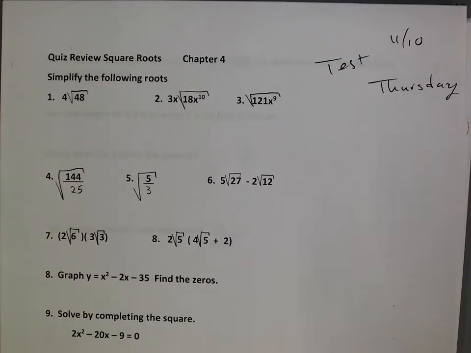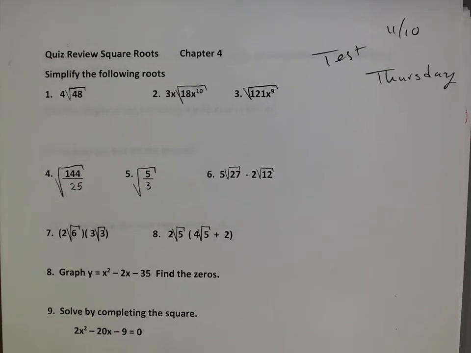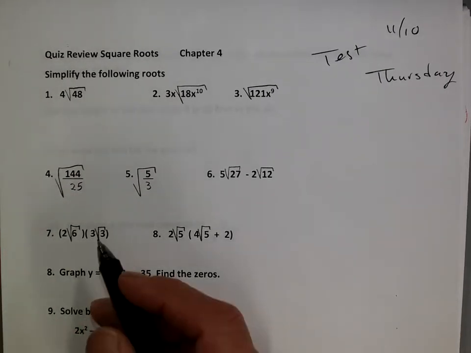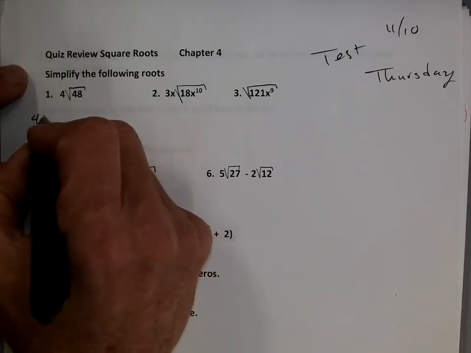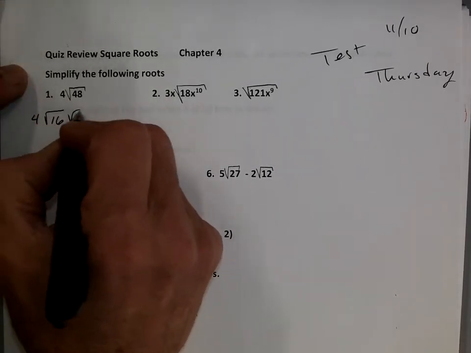That's kind of nice. So if this is the review, I'm going to do some of it with you. I want you to do the review, but I will at least set you up so that when you watch this video, it will prepare you for what you're going to see on the test. So let's begin. On number one, I would probably break the 48 up into 16 times 3.